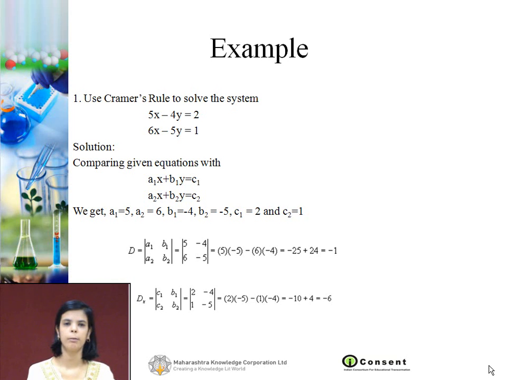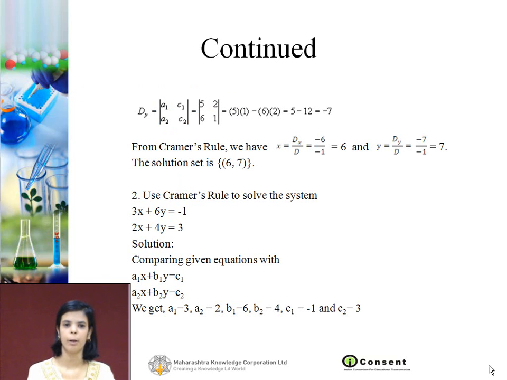5x minus 4y is equal to 2 and 6x minus 5y is equal to 1. Comparing the given equations with a1x plus b1y is equal to c1 and a2x plus b2y is equal to c2, we get a1 is equal to 5, a2 is equal to 6, b1 is equal to minus 4, b2 is equal to minus 5, c1 is equal to 2 and c2 is equal to 1. Now solve determinant d. We get d is equal to minus 1. Solve determinant dx. We get dx is equal to minus 6. Solve determinant dy. We get dy is equal to minus 7.